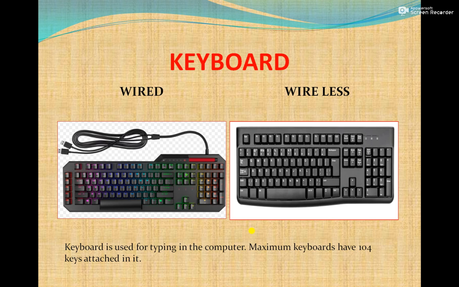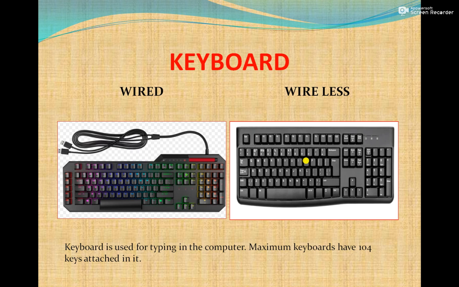Now it's the turn of the keyboard to understand. Dear children, here also this is a keyboard which has a wire with it, which is used to attach this keyboard. So this is a wired keyboard, and this keyboard does not have any wire attached to it, so it is known as a wireless keyboard.